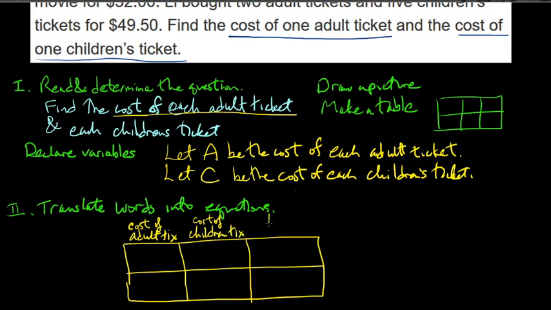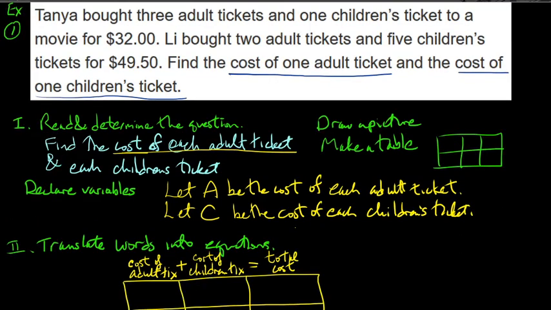Right. And then, of course, when you add them up, you get the total cost for all the tickets, right? So we're going to add the cost of all the adult tickets and all the children's tickets, and then that's going to equal the total cost. Got it? Right, so what about the rows? Well, the rows are the 2 statements here, right?